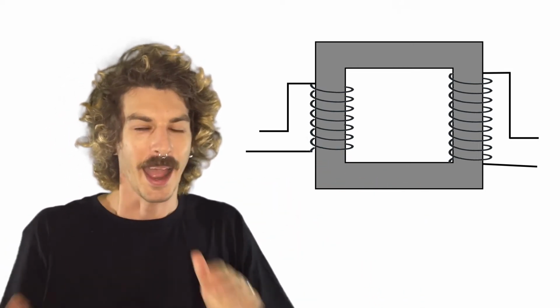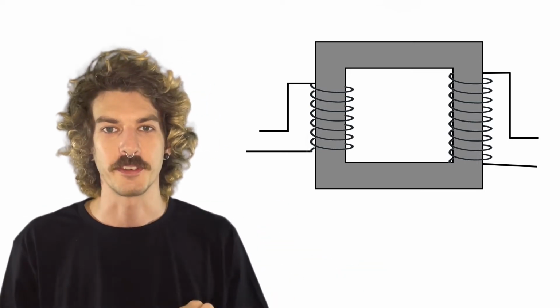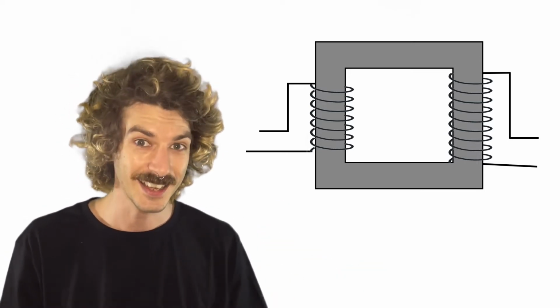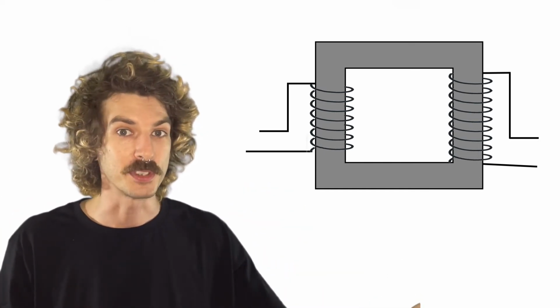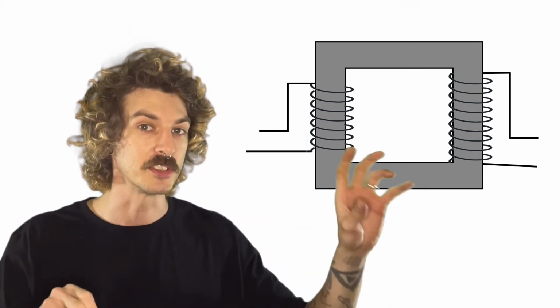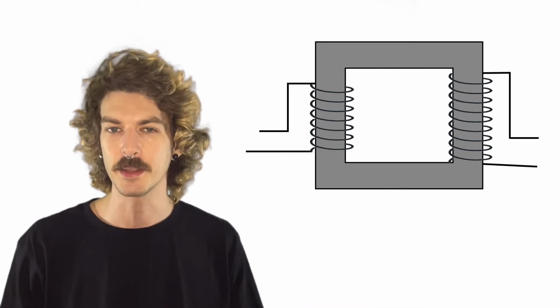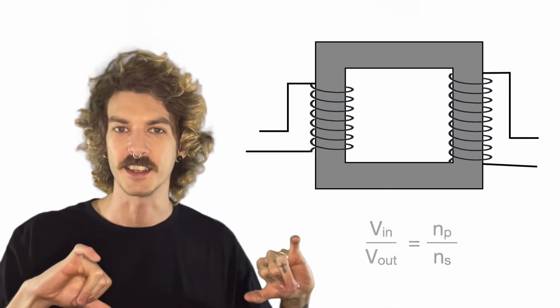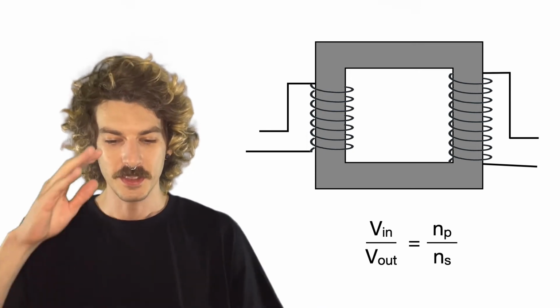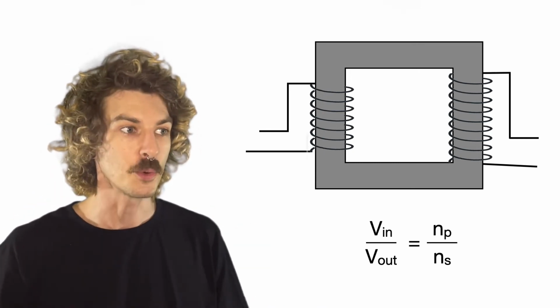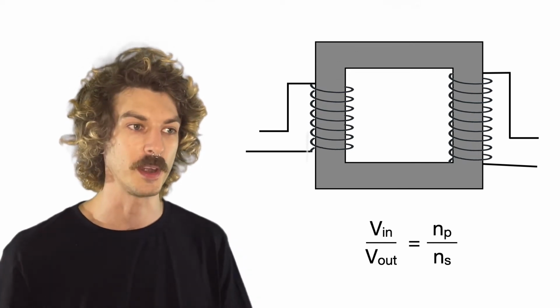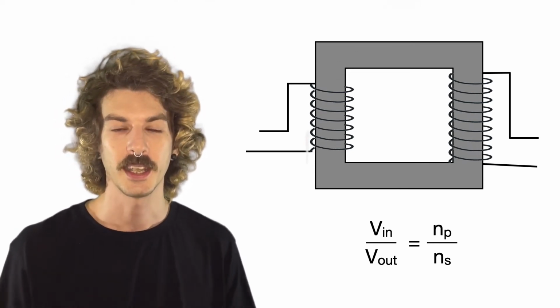Okay, but how does that change the potential difference? Well, it turns out that the ratio of the input potential difference and the output potential difference, so the input divided by the output, is exactly the same as the ratio of the number of turns in each coil. So the potential difference in divided by the potential difference out equals the number of coils in the primary divided by the number of coils in the secondary.